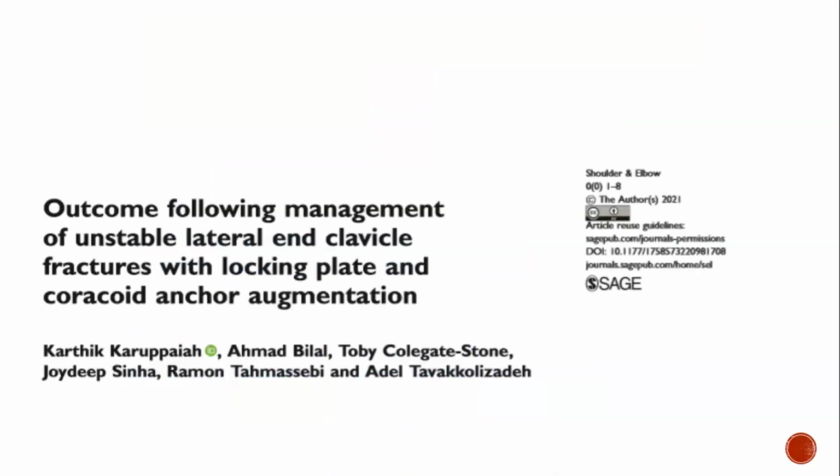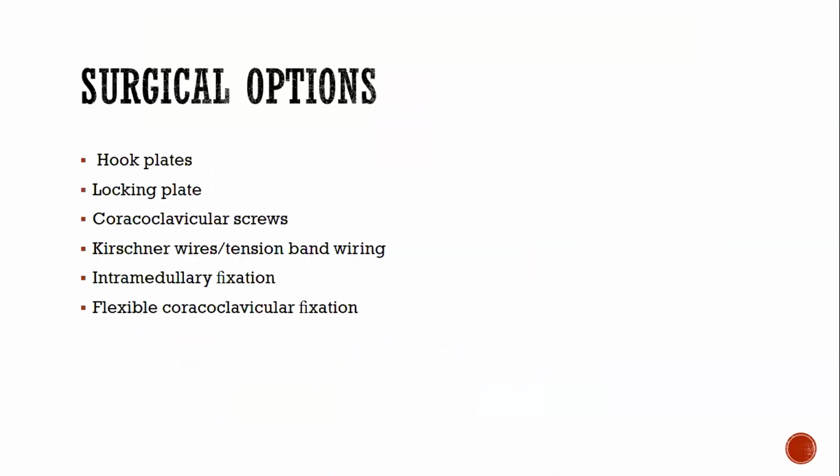This is a study done by Karthik Karpe et al. on outcomes following management of unstable lateral clavicle fractures with locking plate and coracoclavicular augmentation. In the lateral third clavicle fractures, the treatment options are hook plate, locking plates, CC screws, K-wires or tension band wiring, intermediate fixation, or flexible coracoclavicular fixation.